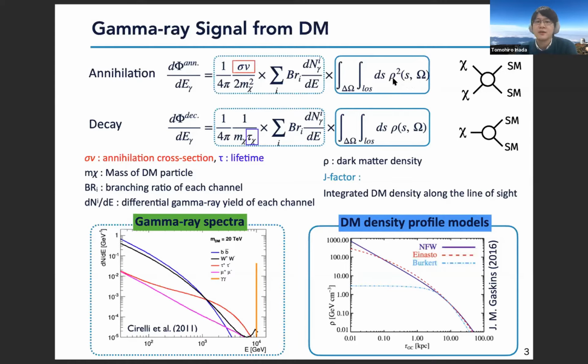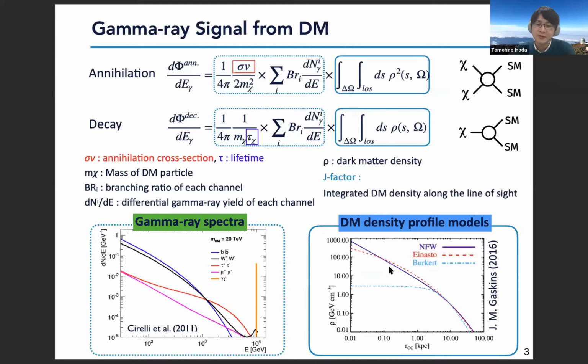This part is about dark matter density, and people often say J factor. The J factor is the dark matter density integrated along the line of sight. In the case of annihilation, we integrate the dark matter density squared, and in the case of decay, we integrate it just linearly. There are several models for the dark matter density profile, for instance NFW, Einasto, and Burkert. NFW and Einasto belong to the cuspy profile models, and Burkert is a core profile model.